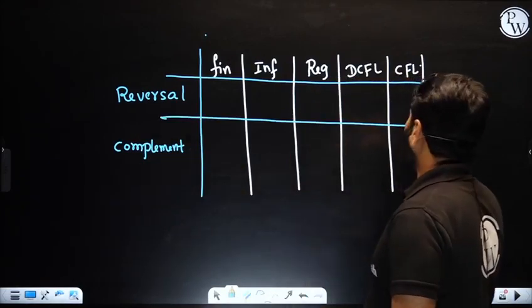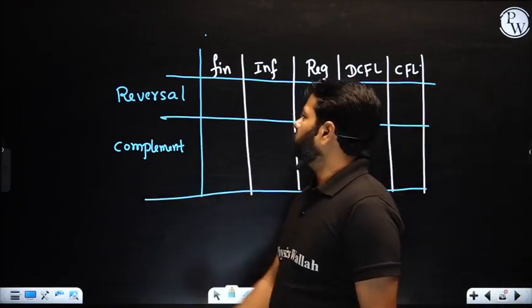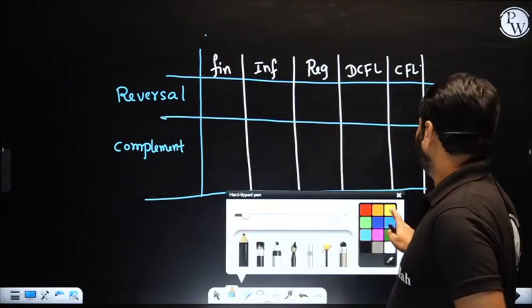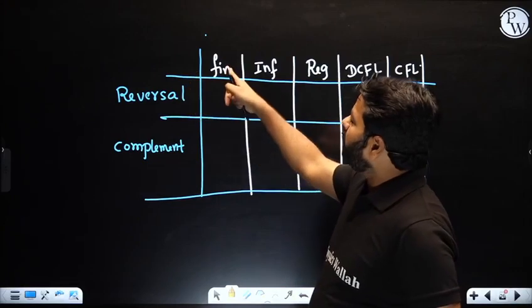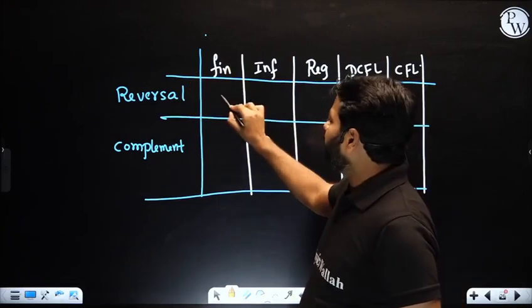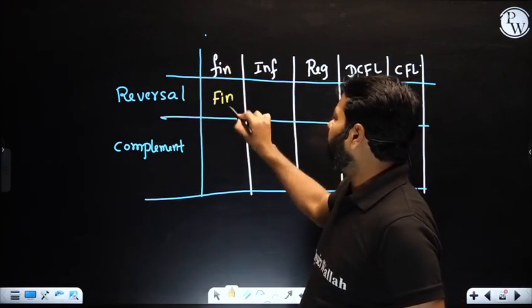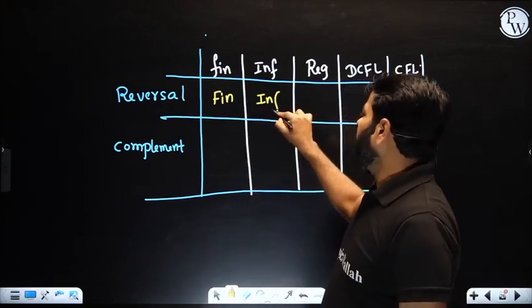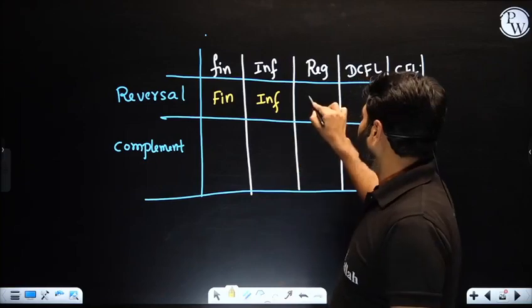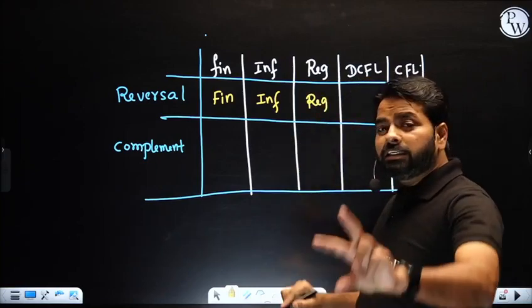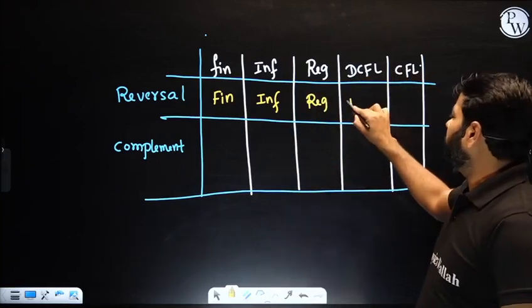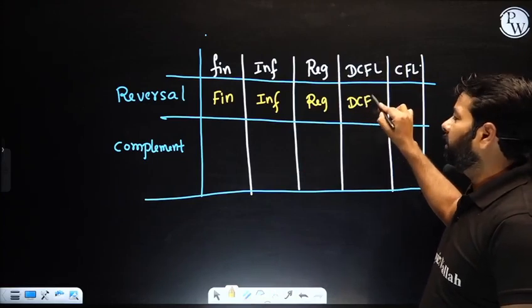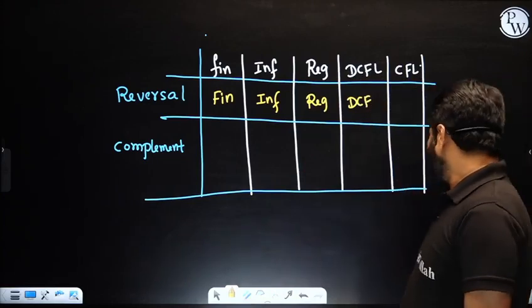So I am going to make the table here. Now what is the result you see? Reversal of a finite language, you know it's the same, right? The same finite language. Infinite reversal is also infinite. Regular reversal is regular. DCFL reversal is DCFL. Is that so? No, right?